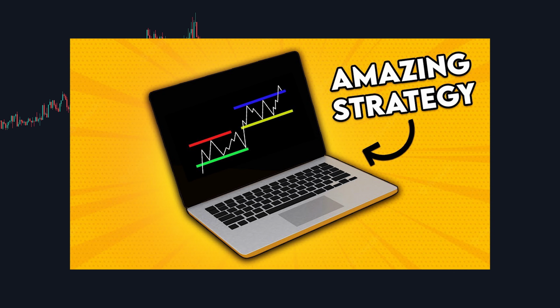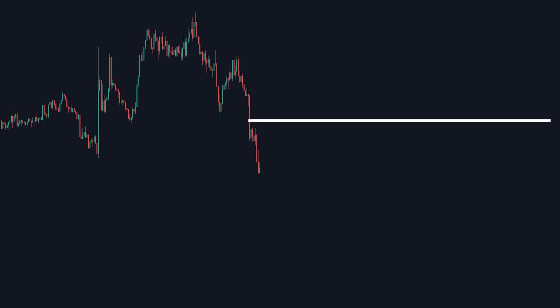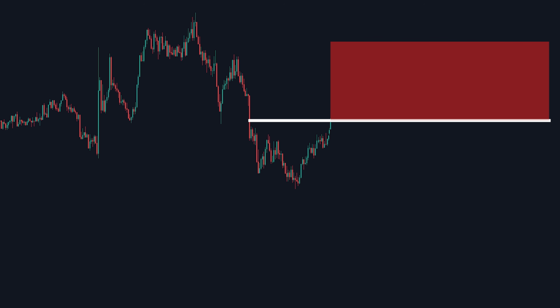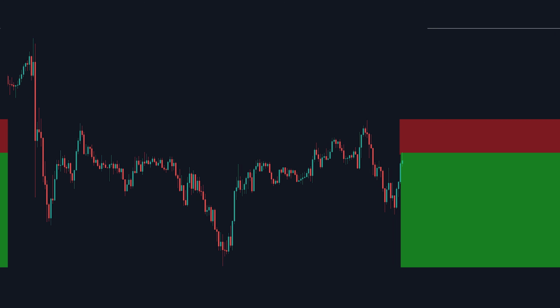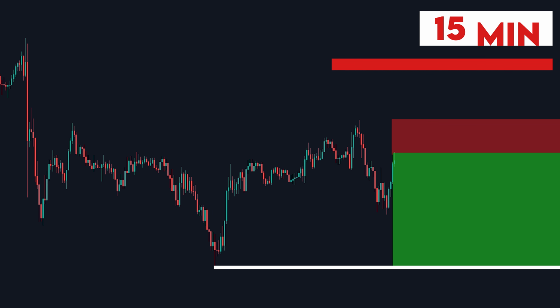What I like to do is enter at a fair value gap. As you can see, there's one right here. If you don't know what a fair value gap is, I talked about it in my last video. You can check that out after this. So this is our entry point for the short. Price hits, so we set our stop loss right above the recent high and set our take profit all the way down here at the low.